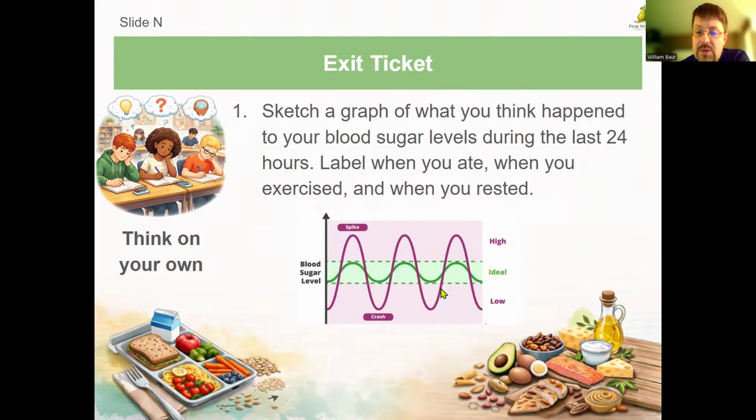Seeing that most of these things are regulated and maintain a level of homeostasis, we start to think about, in this exit ticket, what are blood sugar levels doing? And so the exit ticket has students graph their blood sugar levels, and they label key points about when they exercise, what they ate. And this leads us into the next lesson, which will be all about blood sugar regulation.